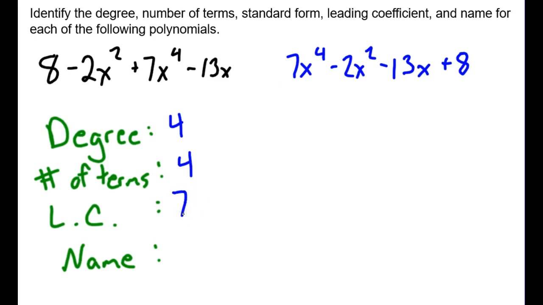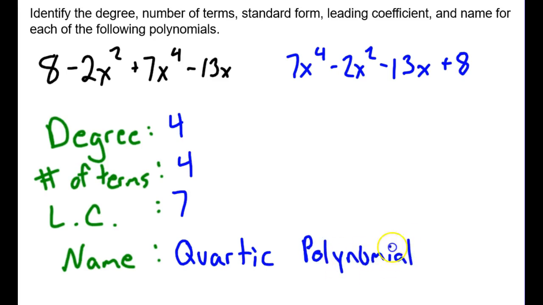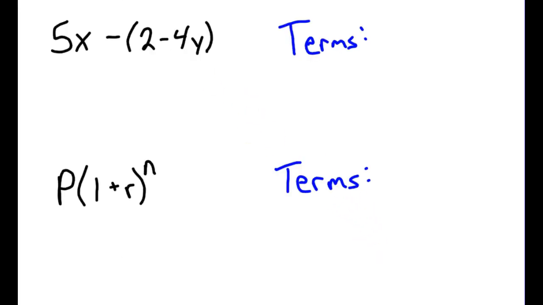And now we need to name this first by degree. If it's a degree 4, that is a quartic. Now we look at the number of terms. There's 4 terms. I said before, if we have 4 or more terms, we are just going to call this a polynomial. So naming this polynomial, it's a quartic polynomial. First, write it in standard form, then we can identify the degree, number of terms, the leading coefficient, and name it. Now we're going to look at a few more complicated expressions.